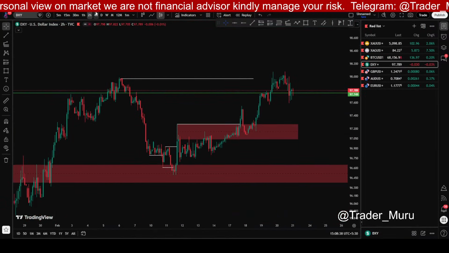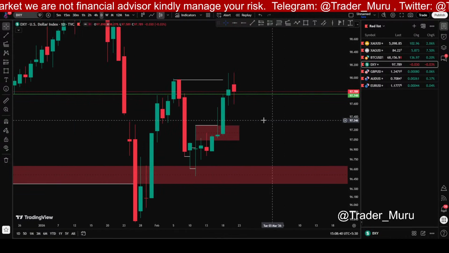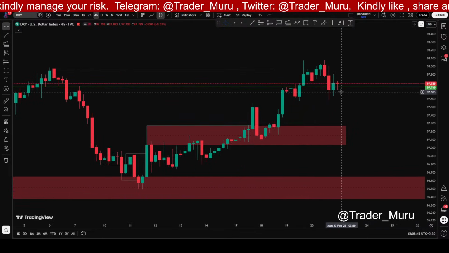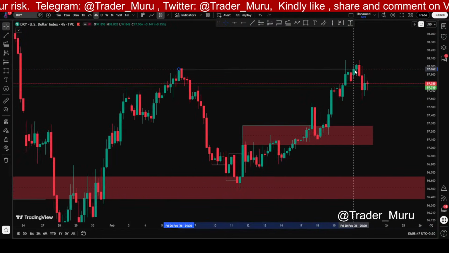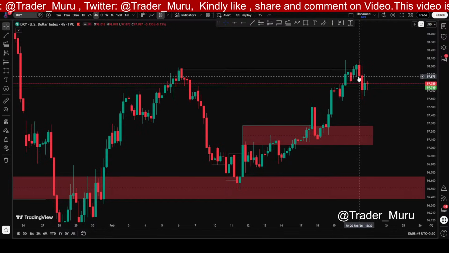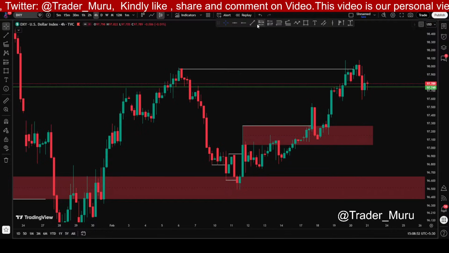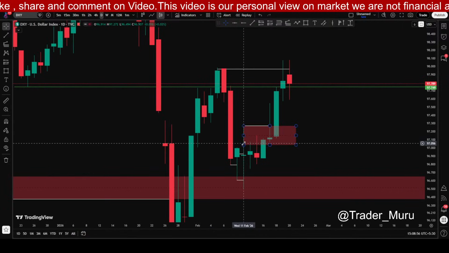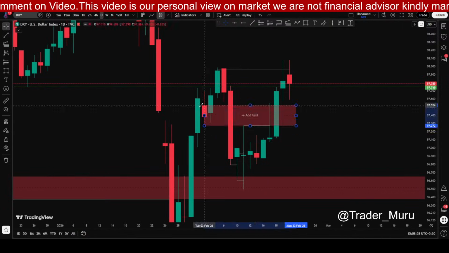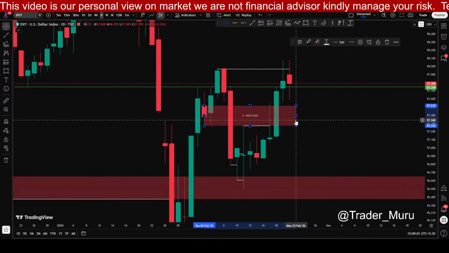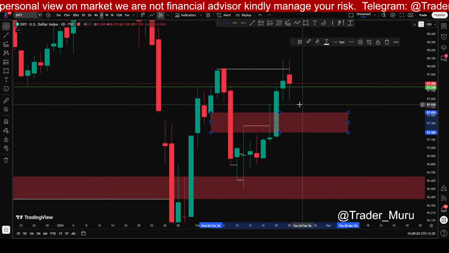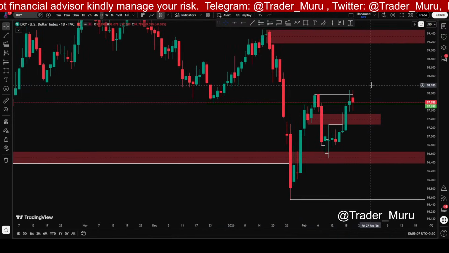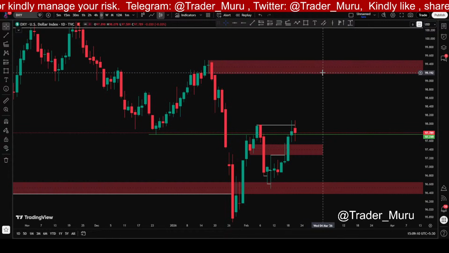DXY is bullish. We have multiple bullish rejections here. First is this one. We have a 4-hour change of character, so it will be going for the daily time frame area, which is this one here. Retest here and it can again pump till this area.